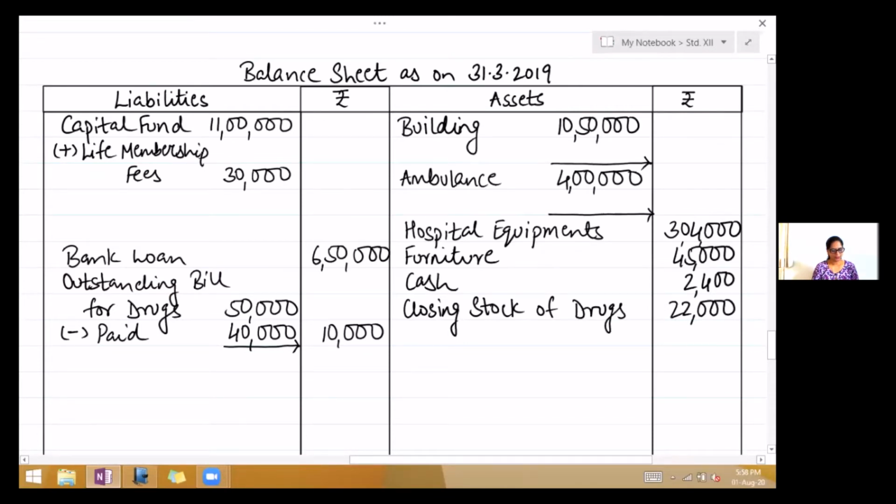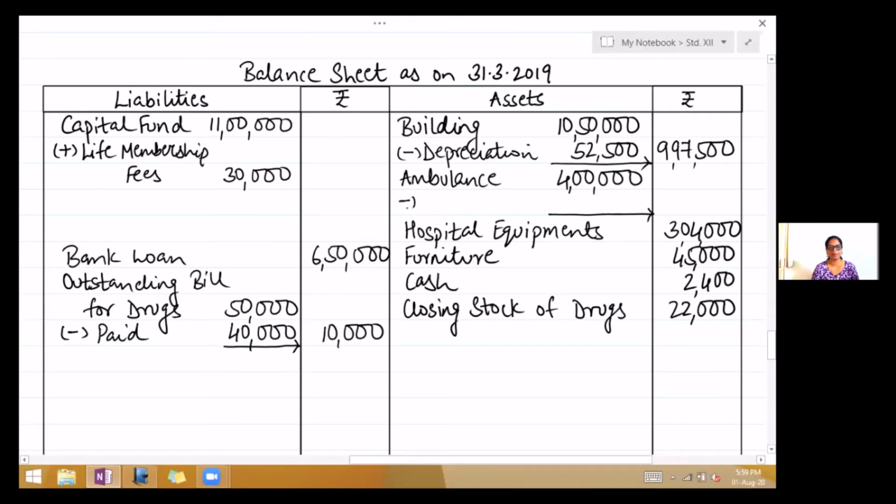Now second adjustment, depreciation on building at 5% per annum. An ambulance rupees 30,000. So first we take building, write less depreciation. First effect is to deduct from the asset. 5% of 10,50,000 is 5,25,000. Sorry, 52,500. Deduct, take it to the outer column. So it's 9,97,500.